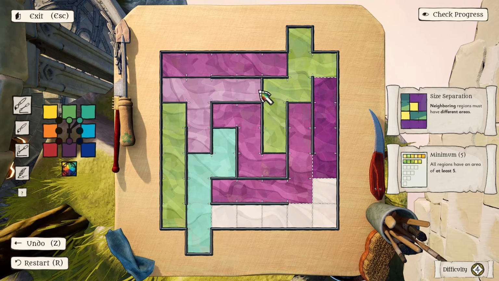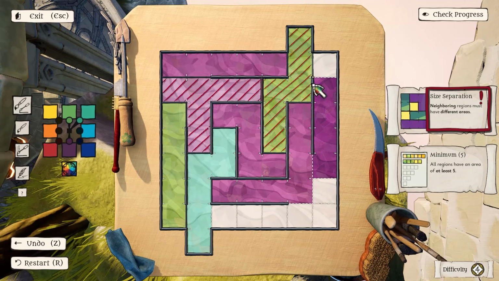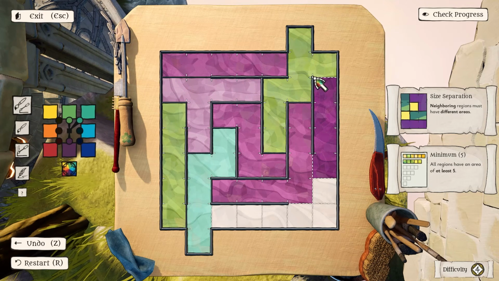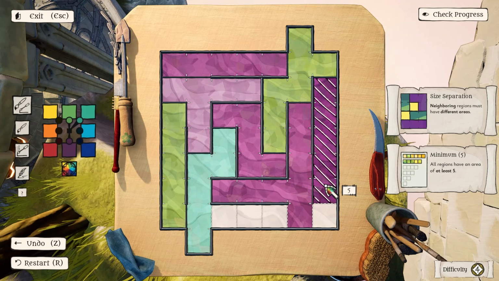So it doesn't tell you about the size separation error, I guess, until you've put in a thing. Yeah. Okay. That can't join that, so it has to at least keep going down. You are a 7. You're a 7, so you need to keep going. You're an 8. You're a 5. It's fine for you to be a 5.